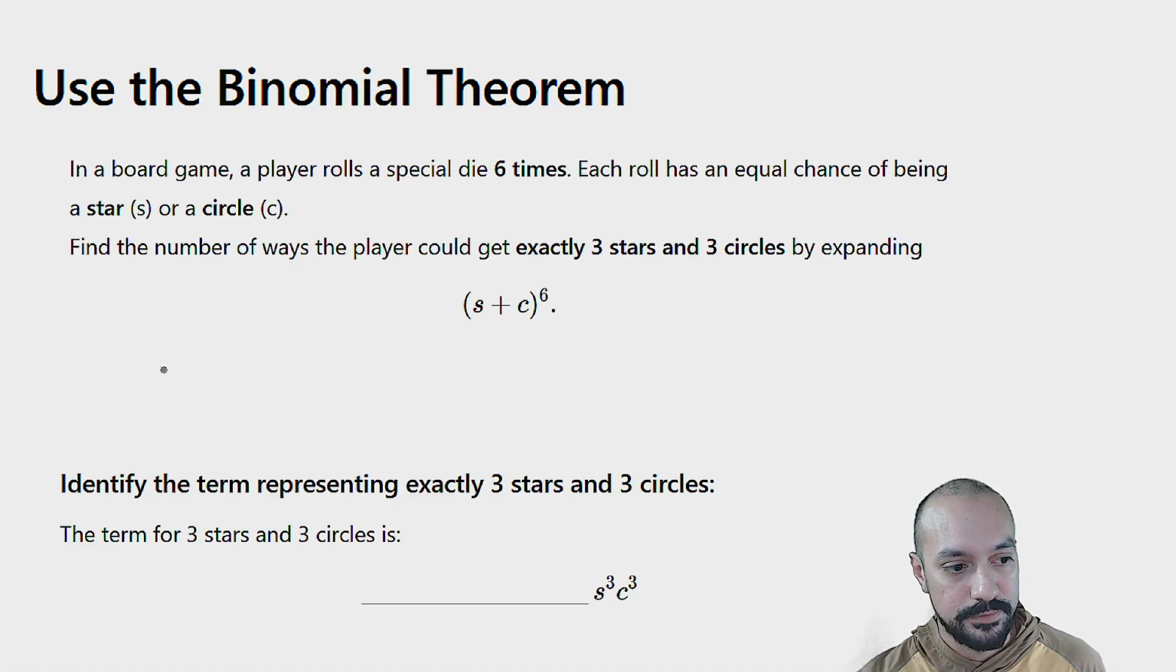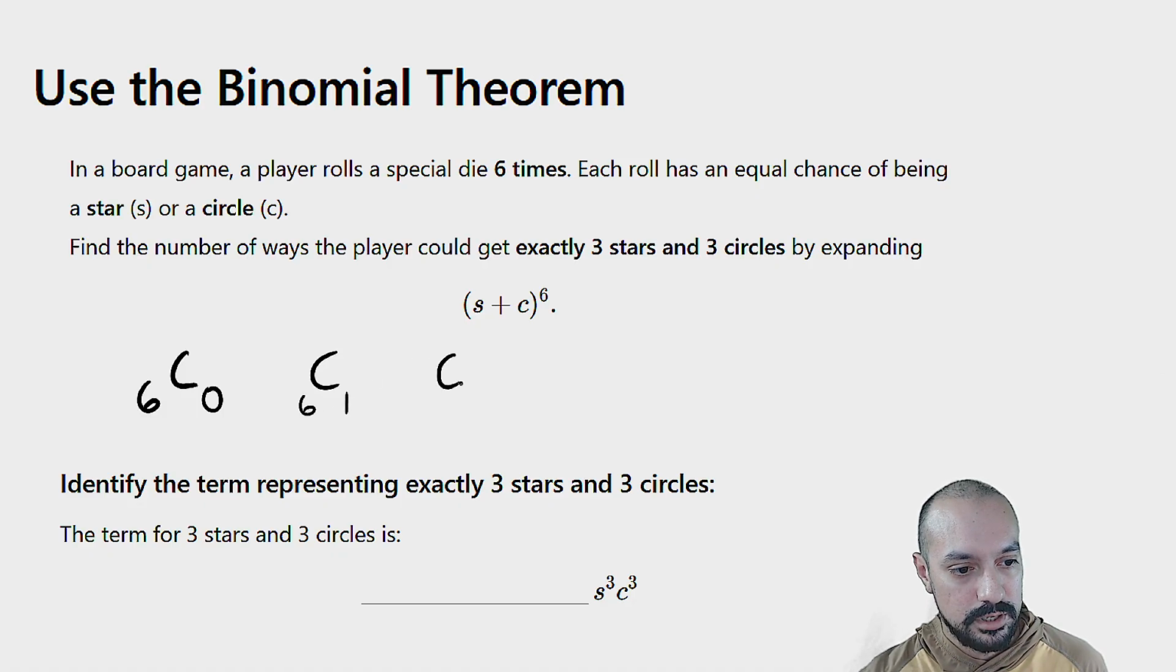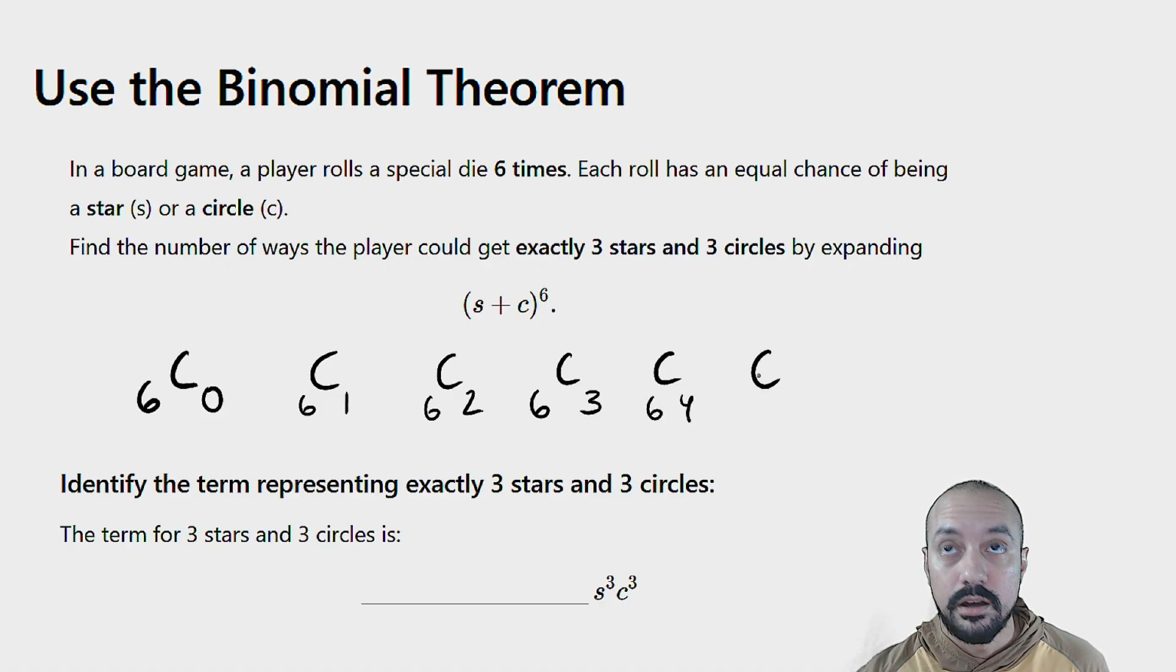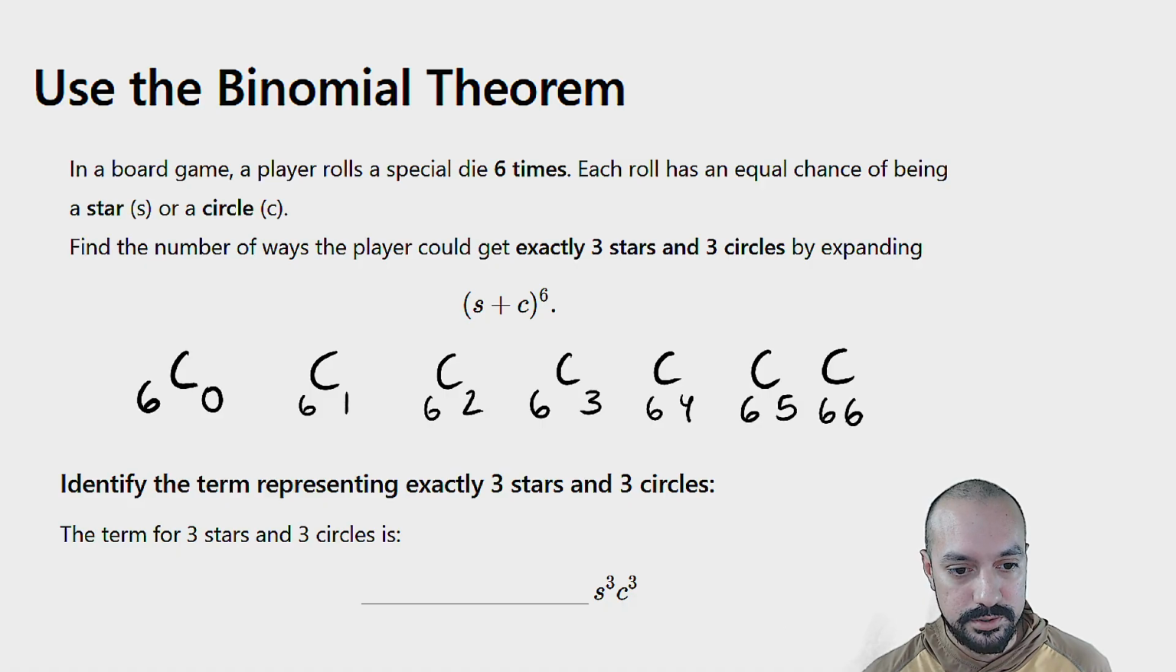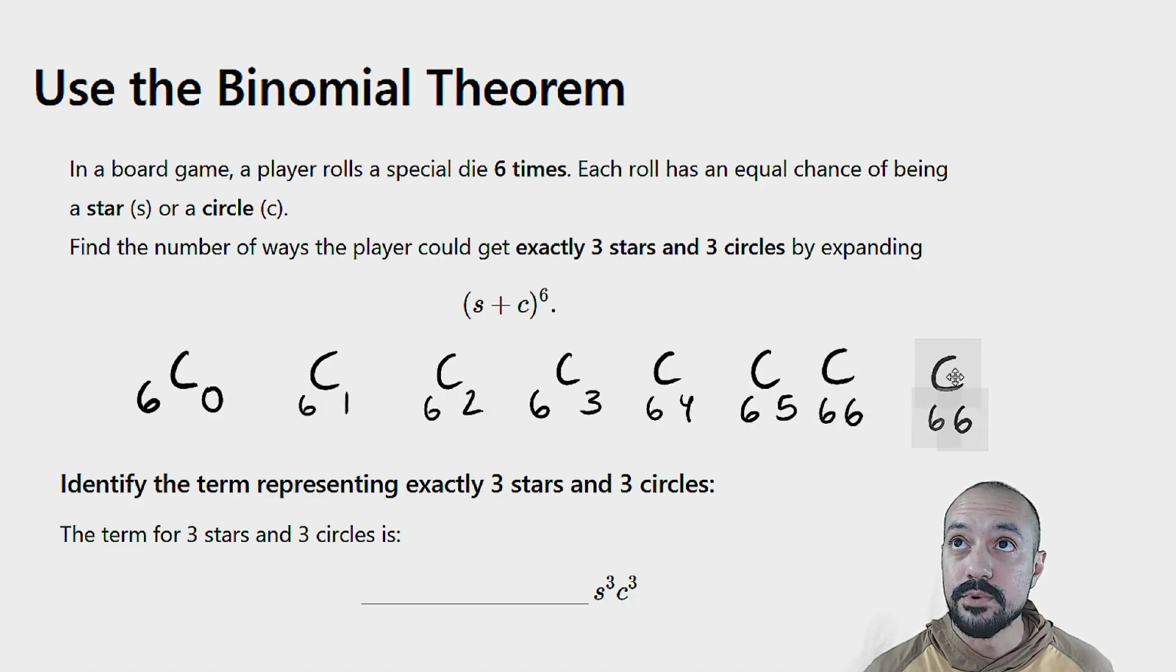Let me just go ahead and start that. So the first term is going to be 6 choose 0. The second term is going to be 6 choose 1. We're going to keep doing this all the way down. I might not be giving myself enough space here, but it's okay. And then we finish with 6 choose 6. Let me spread these out just a little bit.